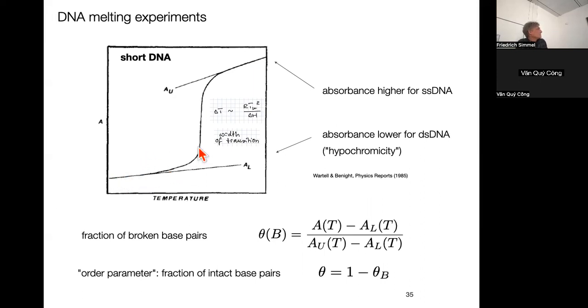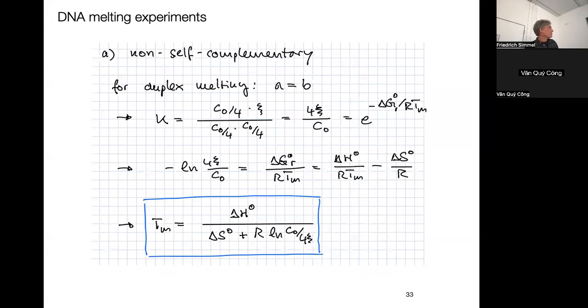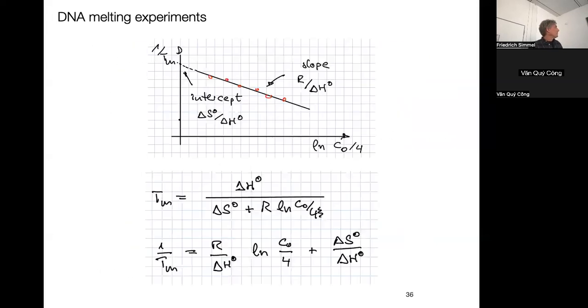In any case, you see this steep transition, and then you can note down the temperature at which this occurs, and you call that the melting temperature. And now you go back to this expression, and what you can then do is measure this for several concentrations of your DNA, and that gives you such a curve.